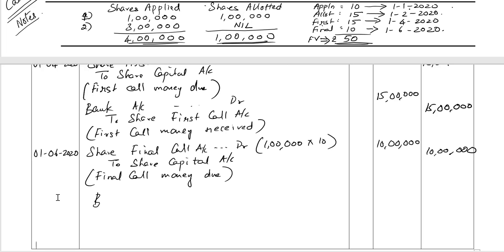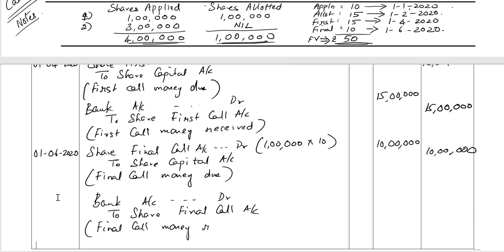And the final entry is for receipt of the final call money, bank account debit to share final call account. Final call money received. The amount due has been received, so the amount received is 10 lakh rupees.